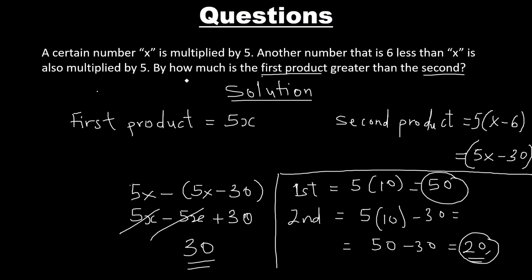So now let's check this. By how much is the first product greater than the second? Look at this. The first product is 50 and the second product is 20. 50 minus 20 is 30. It's the same as this. So we've been able to prove our answer to be correct. So that means we've actually gotten it right. Next question.